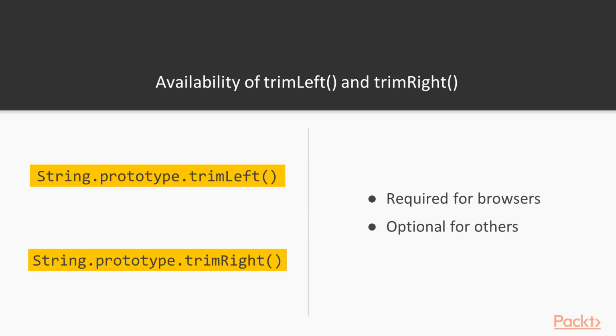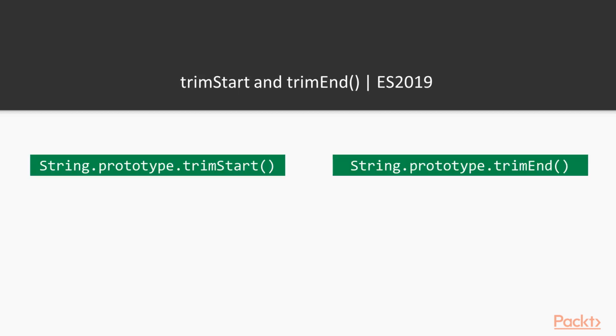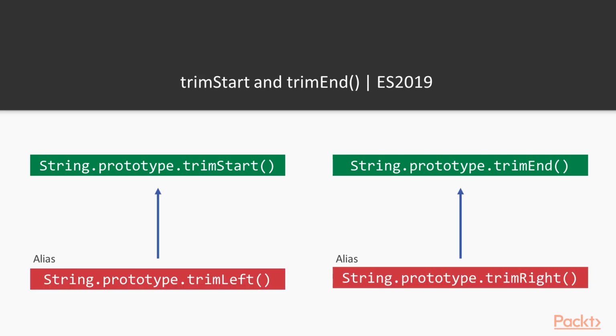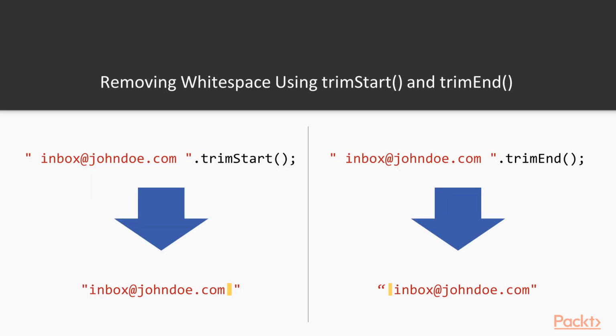These two methods were originally required for browsers but were optional for all other implementations of ECMAScript. In an attempt to turn this feature into a standard in ES 2019, the committee decided to rename the methods to trimStart and trimEnd, with trimLeft and trimRight serving as aliases to avoid breaking existing code. Using these two is exactly the same as trimLeft and trimRight, as you can see here.